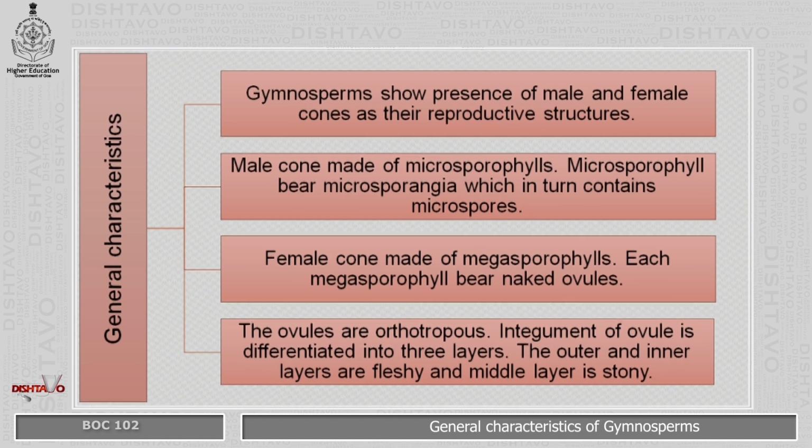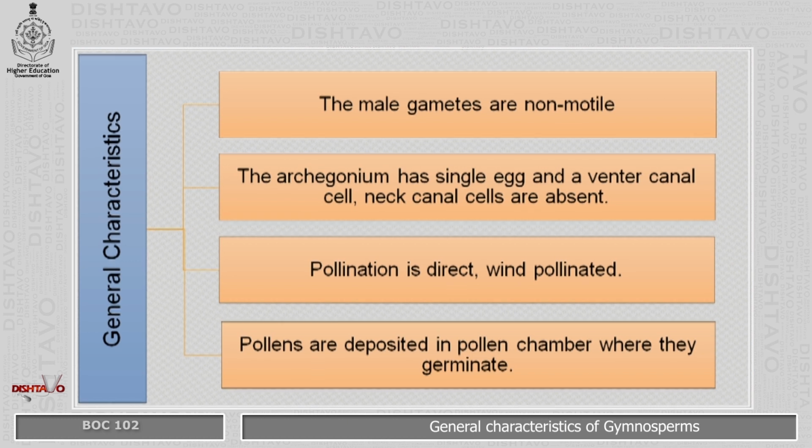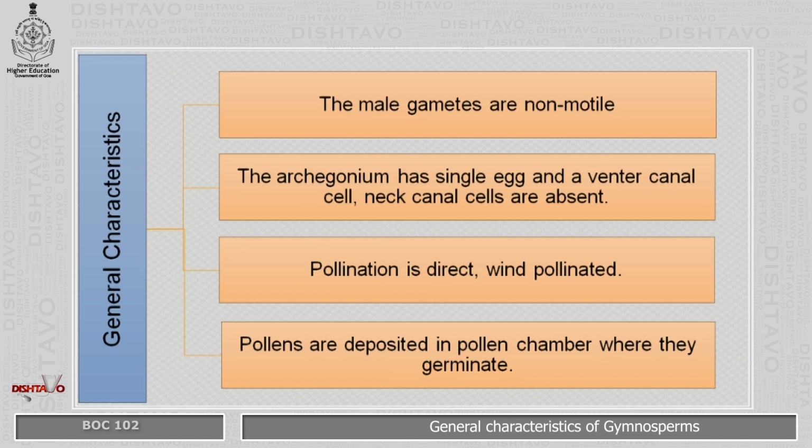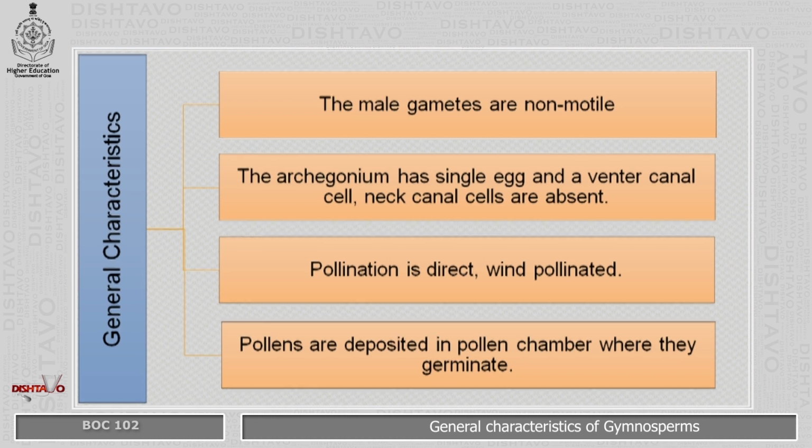When we look at the structure of the ovule, the ovule is orthotropous, that is, it is erect, straight. The ovule will always show the presence of a protective covering called the integument, and this integument is differentiated into three layers, of which the outer and the inner one are fleshy, whereas the middle layer is stony. In case of gymnosperms, the nucleus inside the pollen grain gives rise to the male gamete which is non-motile. That is, it cannot move from one place to another, but it has to be carried to the female gamete with the help of the pollen tube.